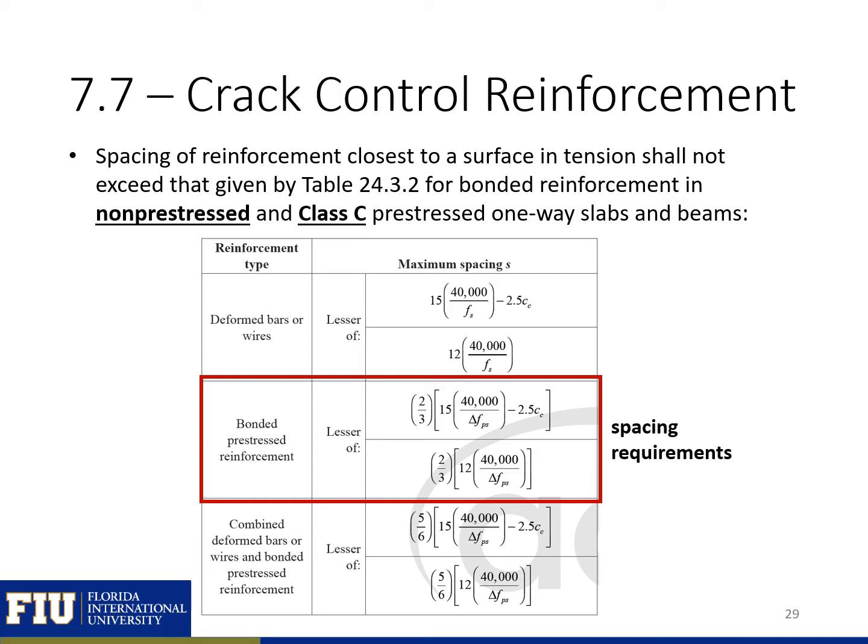If we do have a cracked beam, a class C pre-stressed beam, then we do need to provide non-pre-stressed reinforcement or bonded reinforcement on our beam to resist the crack widths. So we would need to meet the spacing requirements shown in this table.